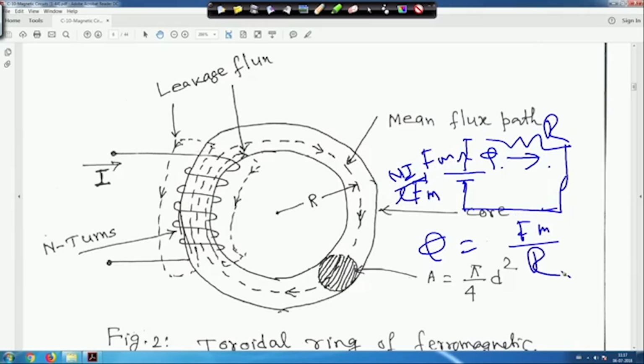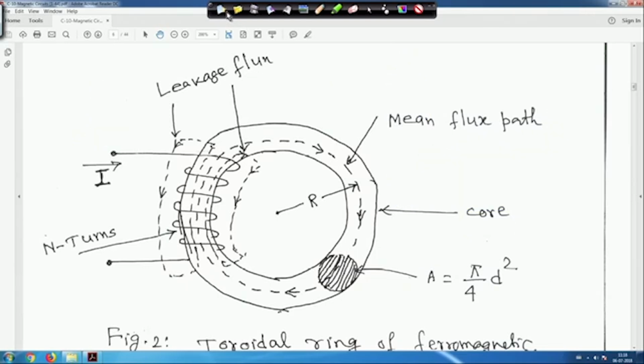And Fm is equal to Ni upon L. So whenever you take a direction and you see that flux is leaving like this, then this will be your plus and this is minus, for analogous. But if you see it the other way, if the direction of the flux is like this, then this will be plus and this will be minus. This is the direction of the flux. Got it? I think you have got it, right? So this way we will make it. Once you understand this, you will find the magnetic circuit is very simple, right?